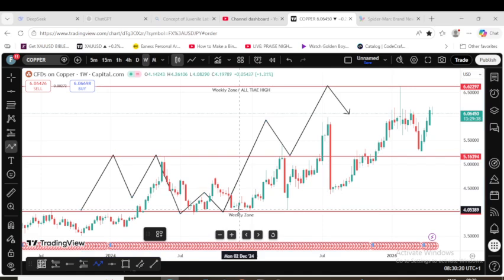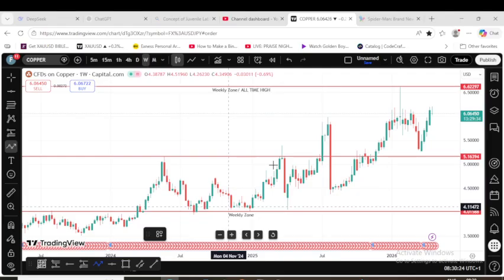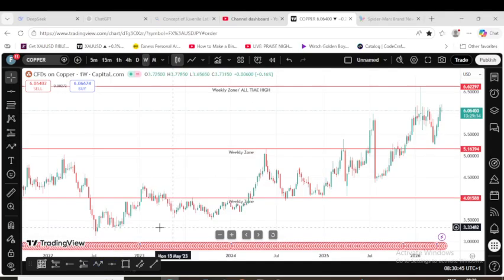Let me delete this. Because here we have a resistance level, price breaks it and comes back up to find support around this level, making this a very valid zone. So this is a weekly zone. What other zones can we see?